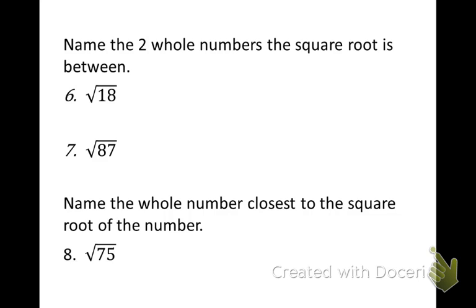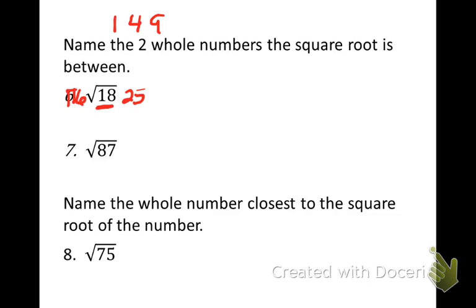Name the 2 whole numbers a square root is between. Now I do expect to see a little work on this, and it's thinking about your perfect squares. So if you can't remember the perfect squares, remember you just go back and you square all numbers, just starting with single digits, like 1 squared is 1, 2 squared is 4, 3 squared is 9, and so on. And hopefully you can just think about them, but if you need to write them out, write them out. So we're looking for a perfect square on either side of 18. Well, 16 would be on this side, and then 25 would be on this side. Now that's not what the square root of 18 is between, that's what 18 is between.